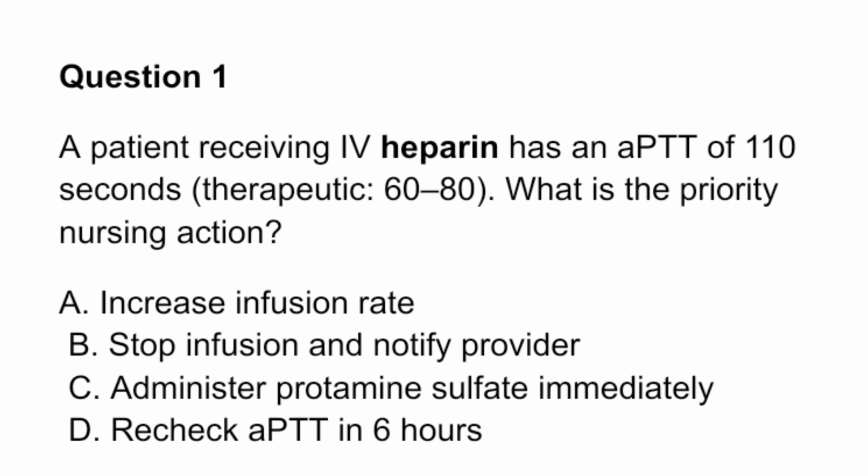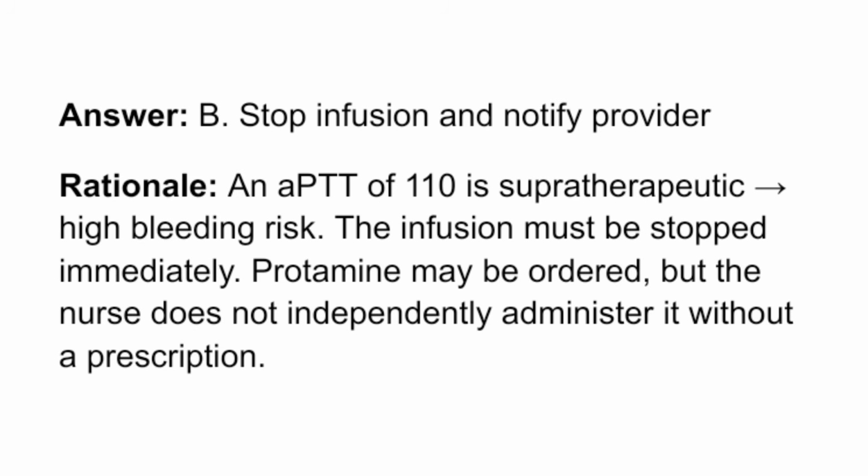C. Administer protamine sulfate immediately. D. Recheck APTT in 6 hours. Answer: B. Stop infusion and notify provider. Rationale: an APTT of 110 is supratherapeutic, high bleeding risk. The infusion must be stopped immediately. Protamine may be ordered, but the nurse does not independently administer it without a prescription.